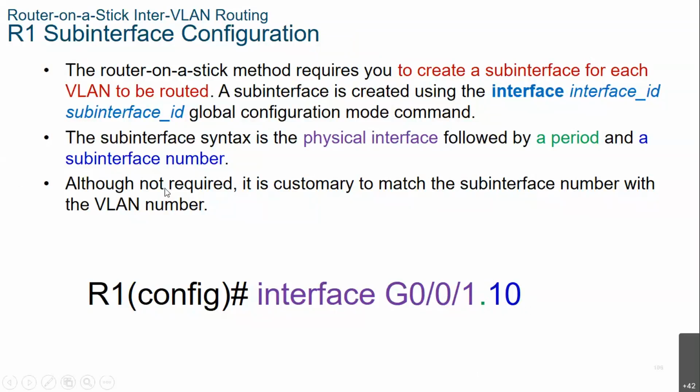Although not required, it is customary to match the sub-interface number with the VLAN number. It's not required. You can use whatever number you want here. But when you start troubleshooting and verifying, it's easier for you to look at this and say, oh, okay, this is the sub-interface for VLAN 10. Okay, just making it easy for the network administrator. So how do you configure a sub-interface? You go into the router, you go into the physical interface that you're going to use, and then add a dot, and then the sub-interface.